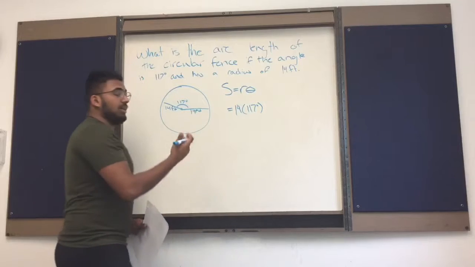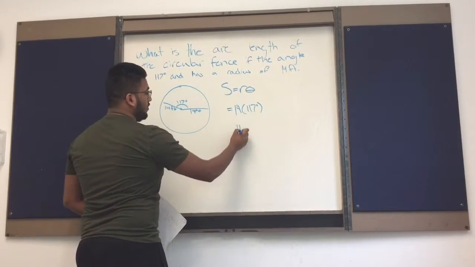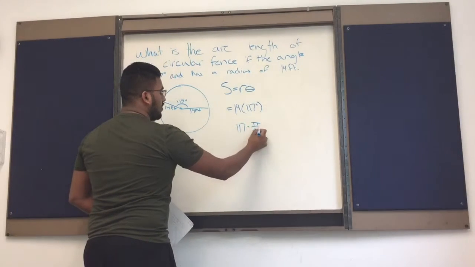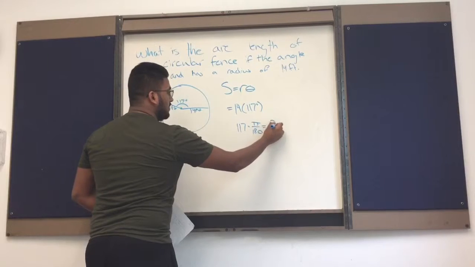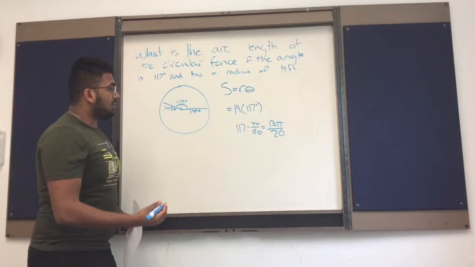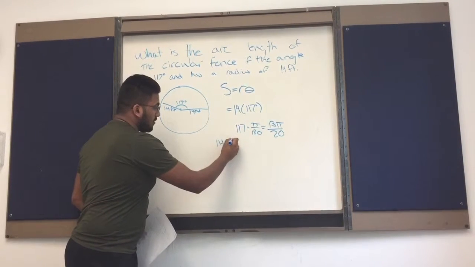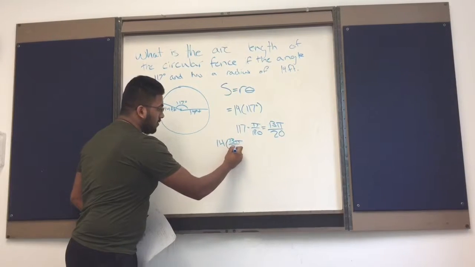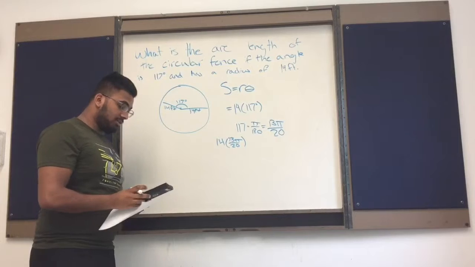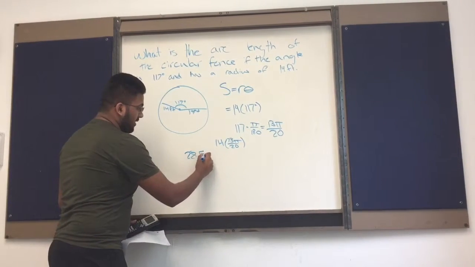But we have to change the 117 degrees to radians. And in order to do that, we have to do 117 times pi over 180, which is equivalent to 13 pi over 20. All right, and then we plug it back in. And you can just plug this into your calculator, and the answer you shall get is 28.59.